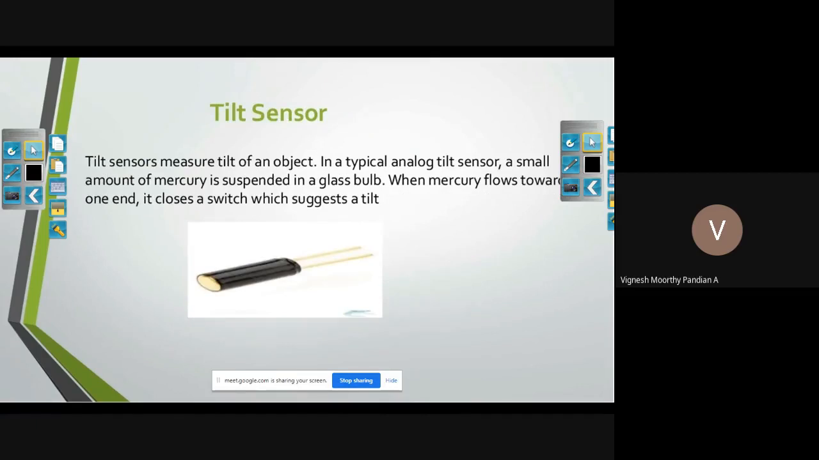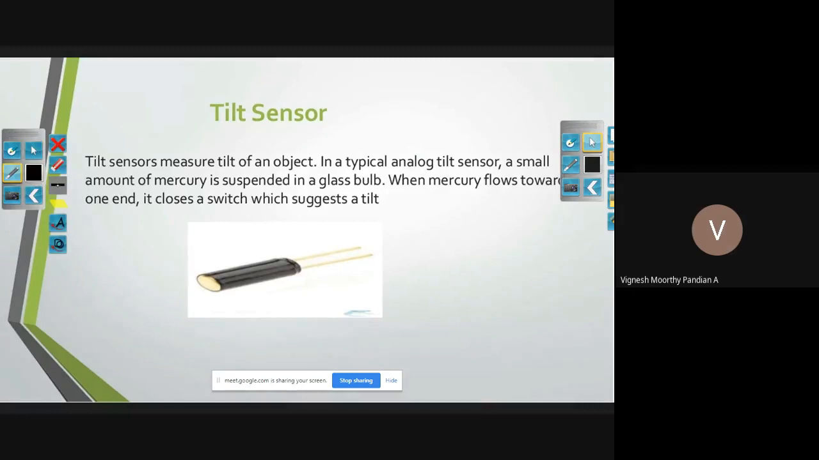Next one is tilt sensor. Tilt sensor measures the tilt of an object, how much tilt. The main application of this tilt sensor is when it is used to measure the mercury suspended in the thermometer, how much tilt; this tilt sensor is used to measure.